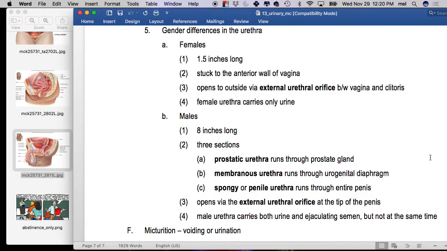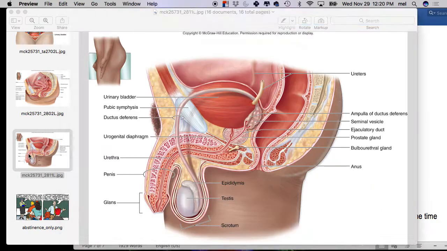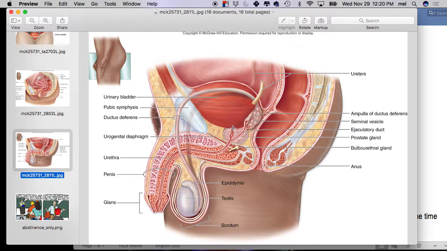There are 3 sections, therefore, to the male urethra, and it is the prostatic urethra as it runs through the prostate, the membranous as it runs through the skeletal muscle, including the external urethral sphincter, and then as it goes through the penis, it's either called the penile urethra or the spongy urethra because it's surrounded by the corpus spongiosum. And either term is fine. Everybody okay with that?